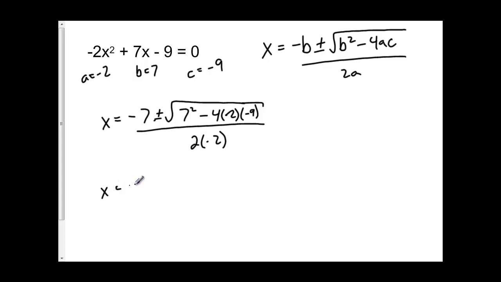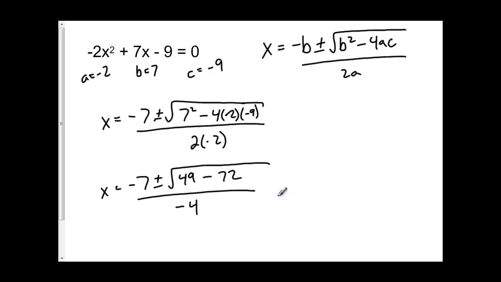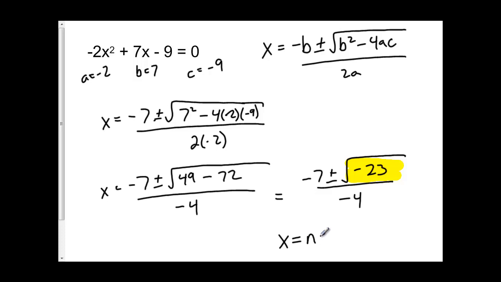But when I simplify it, I get negative 7 plus or minus the square root of 49 minus 72, over negative 4, which reduces to negative 7 plus or minus the square root of negative 23, all over negative 4. Now our big problem here is that we're trying to take the square root of a negative number, and we can't do that. If you tried it on your calculator, you would get an error message. So because we can't take the square root of a negative number, our solution to this equation is that there is no solution.